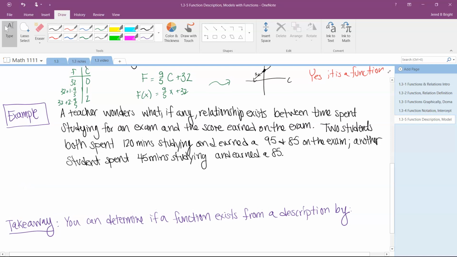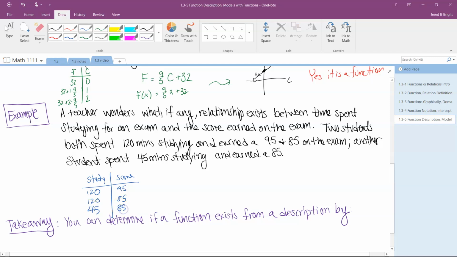This next one might take a little bit more thought. A teacher wonders if there's a relationship between time spent studying for an exam and the score earned on the exam. And so two students both spent 120 minutes studying, and they earned 95 and 85 respectively. A different student, so a third student, spent 45 minutes studying and earned an 85. So then, well, what can we do here? Well, we can look at study and score. Okay, and I'm just going to make a list. So there's two students that studied 120, and they earned a 95 and an 85, and then another one earned an 85.